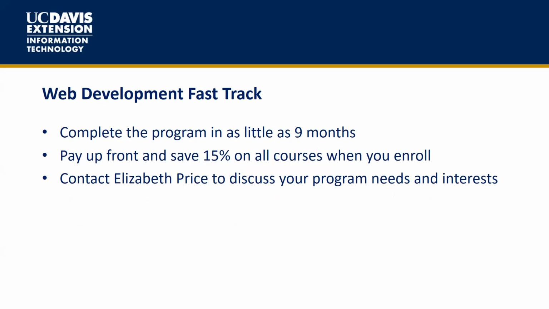So now Marissa's going to tell us a little bit about the Fast Track, which is a great opportunity that we offer students for this particular program. So this is something we started with in the last year. This is our Web Development Fast Track. Normally our courses are $825 each, but by paying upfront, you receive a 15% discount off the entire program. And the declaration of candidacy fee, which is $125, is waived by paying upfront.